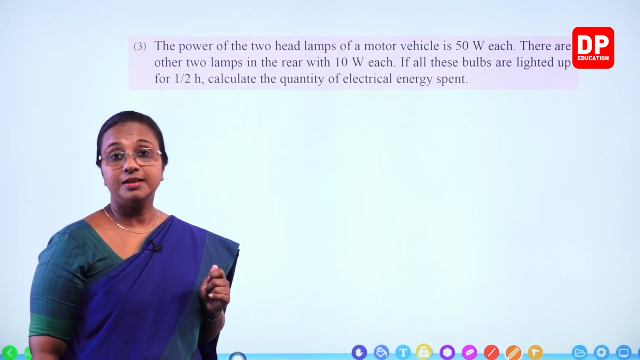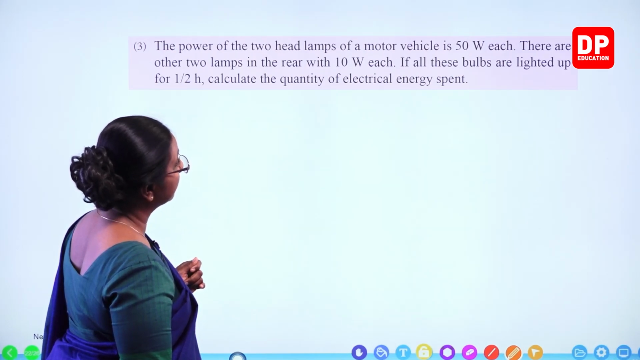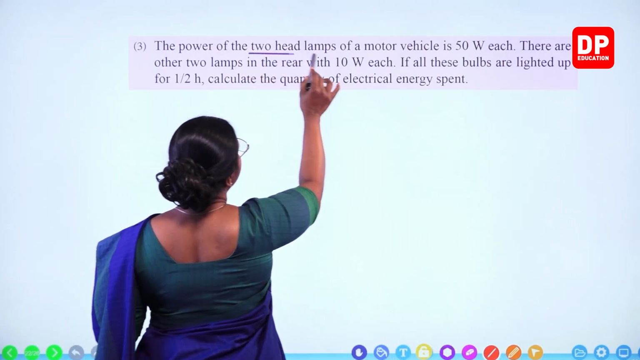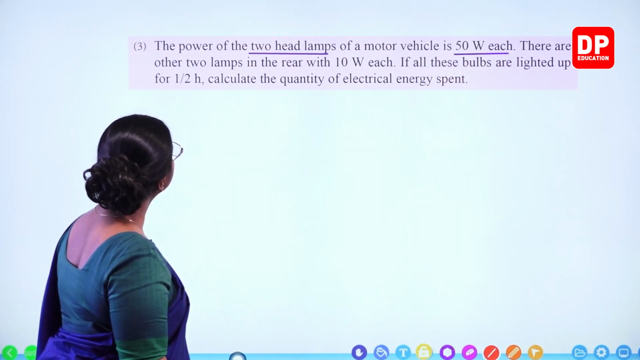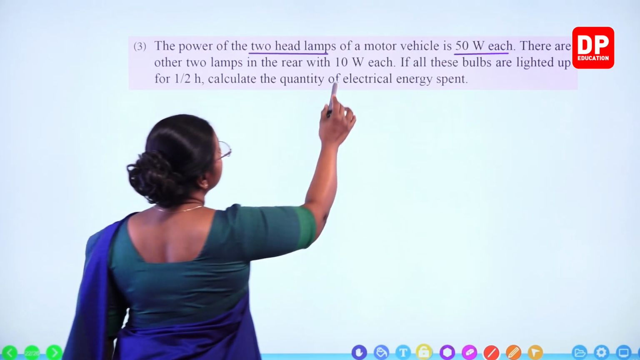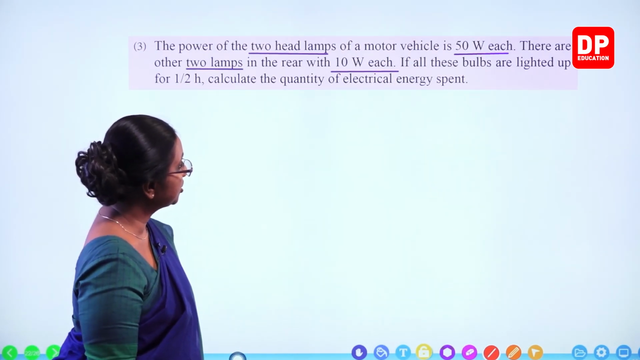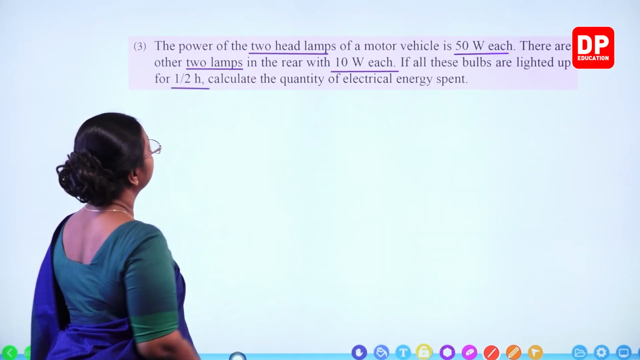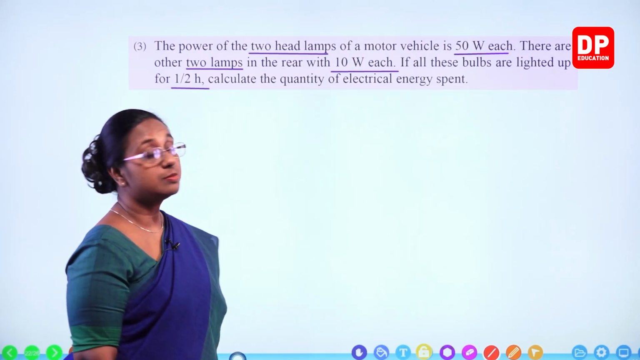Question number 3. The power of the 2 headlamps of a motor vehicle is 50 watts each. So there are 2 headlamps, 50 watts each, and there are another 2 lamps in the rear with 10 watts each. If all these bulbs are lighted up for half an hour, calculate the quantity of electric energy spent.